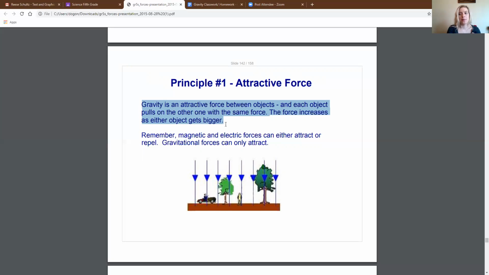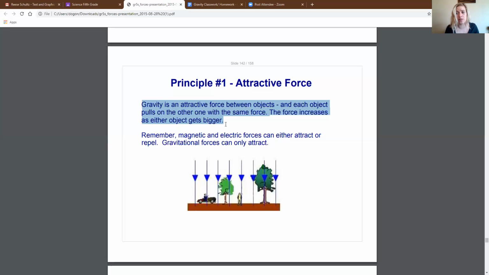Okay, we can look at the comparison between that and our other two non-contact forces that we talked about. Remember, our other two non-contact forces have been magnetism and electric forces. So with magnetism and electric forces, they can attract each other and repel, okay? Like charges and forces are going to repel each other, where unlike are going to attract. But gravity is different. Gravity only has an attractive force, okay?